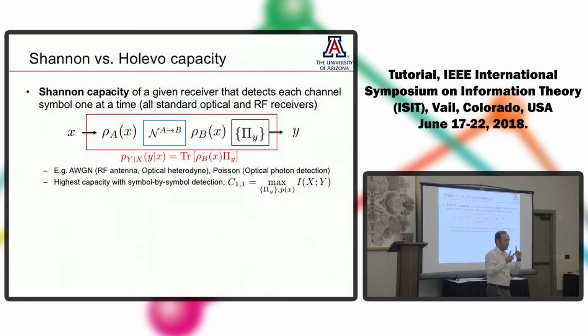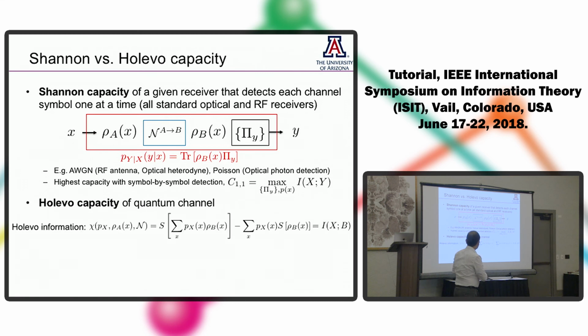Why 11? These are two subscripts. The first subscript means that I'm sending a product state at my input. Every channel use, I'm sending one of the rho sub a of x I have in a bag that I'm picking with some probability P of x. And the second one describes that my measurement is detecting or transducing every single output, rho sub b of x, converting that to an output y. Now, in analogy, I can define C2, 3, C1, 2, and so forth.